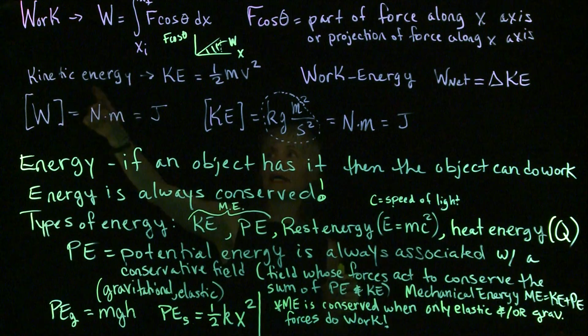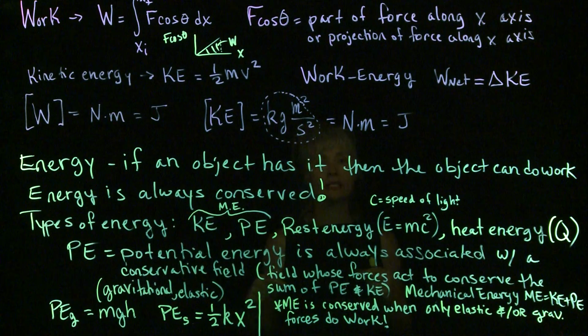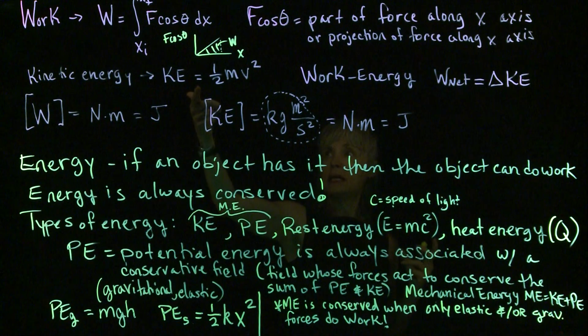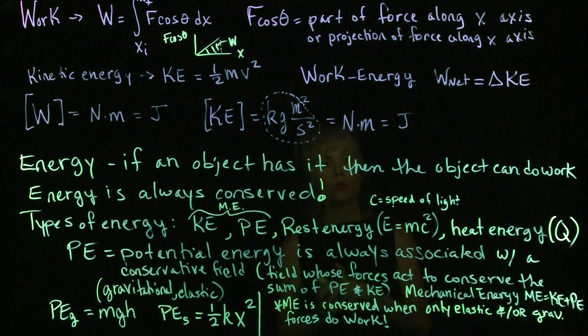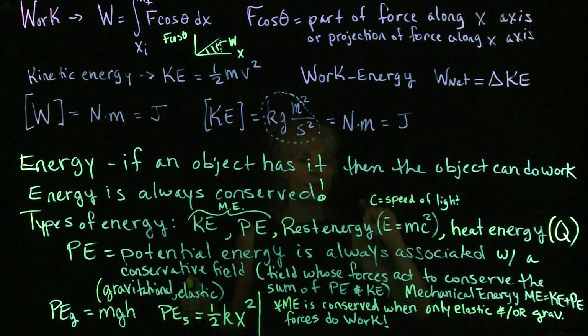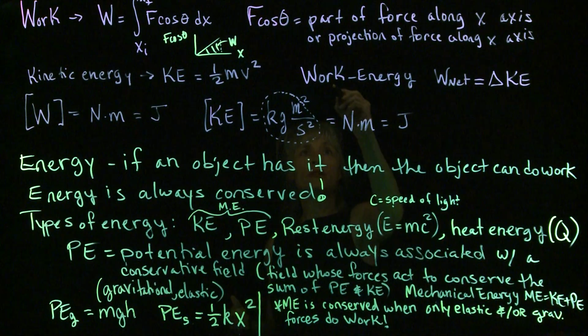We also defined kinetic energy. Kinetic energy is energy of motion, and it got the symbol KE, and kinetic energy is equal to 1/2 the object's mass times its speed squared. And we also got introduced to the work-energy theorem. And the work-energy theorem is a very important theorem for us.